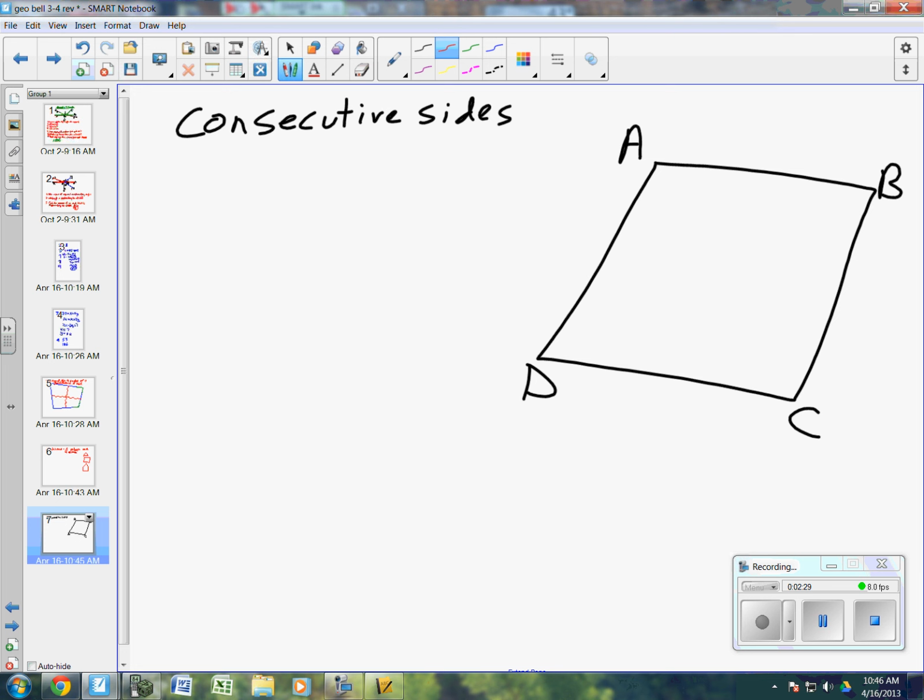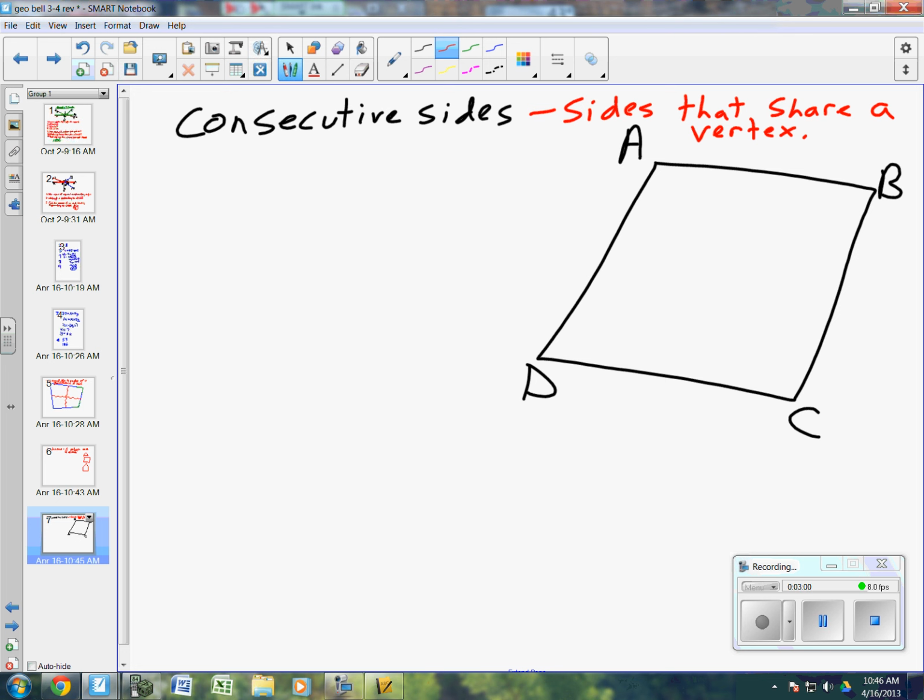First of all, a little definition, okay? Sides that share a vertex. Sides that share a vertex. That's the definition of consecutive sides. Consecutive means next to. Write down, okay, sides that share a vertex.